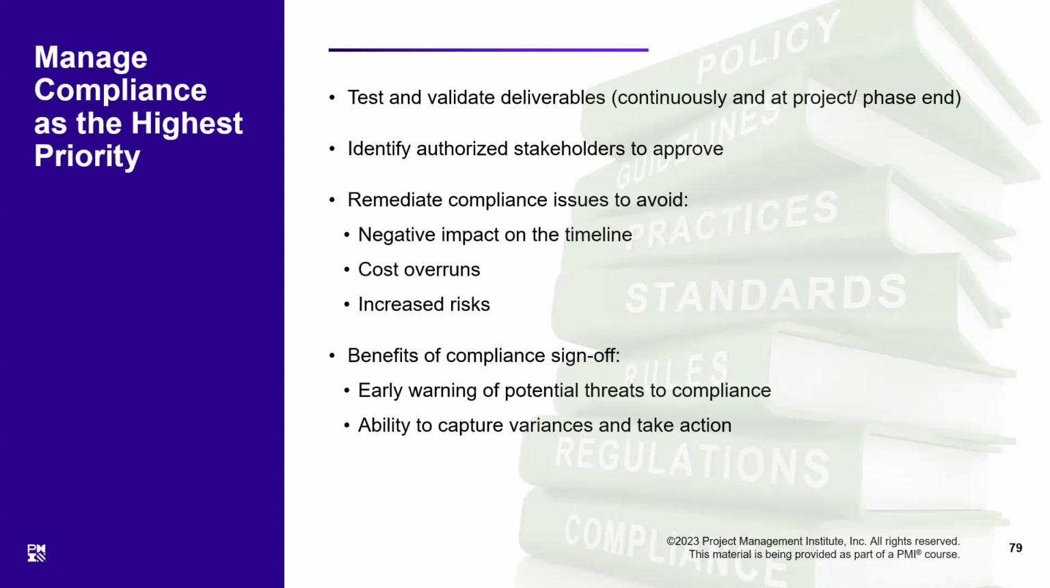So test and validate your deliverables continuously and at project and phase end, because compliance is related to the ultimate acceptance of the deliverable. The acceptance criteria can only be accomplished after the compliance has been completed. Otherwise, our whole user acceptance, especially in the case of a predictive project which has just one user acceptance for the whole project, is greatly dependent on compliance requirements being met.